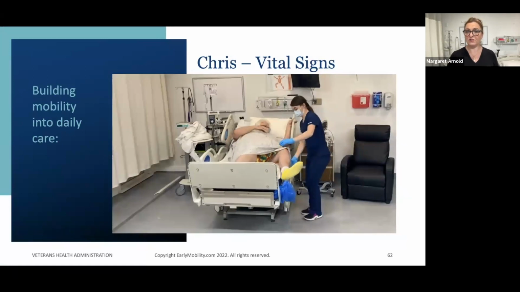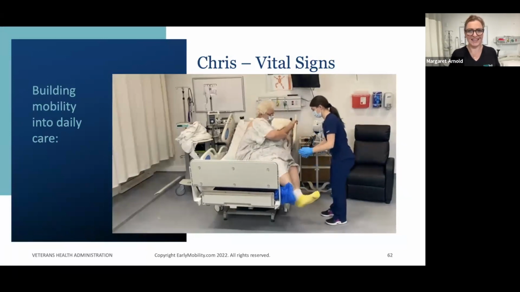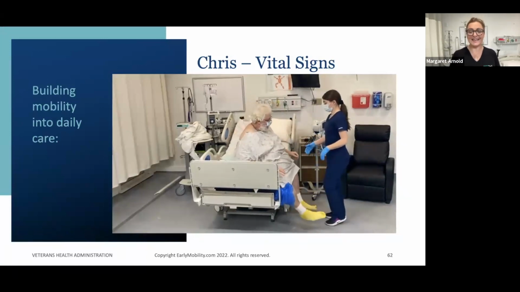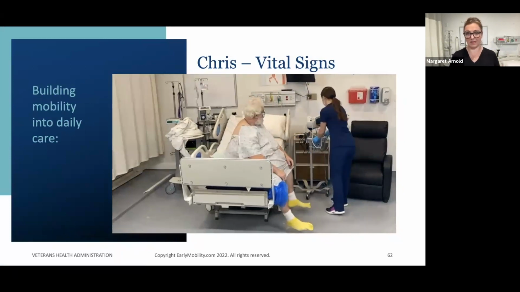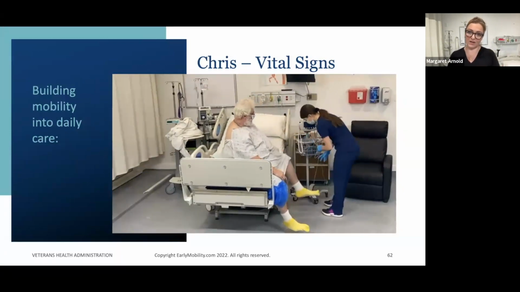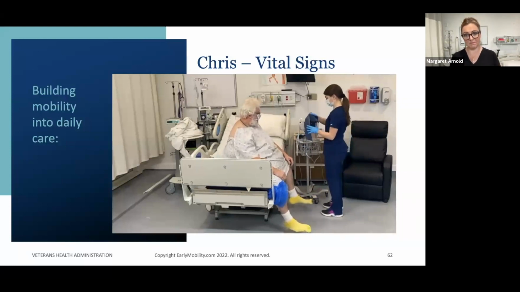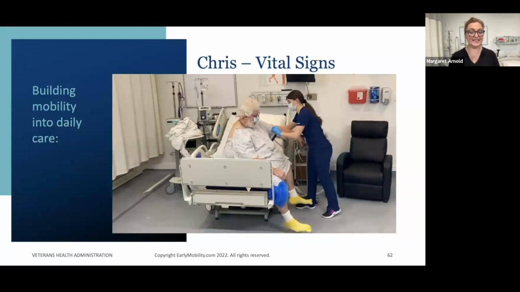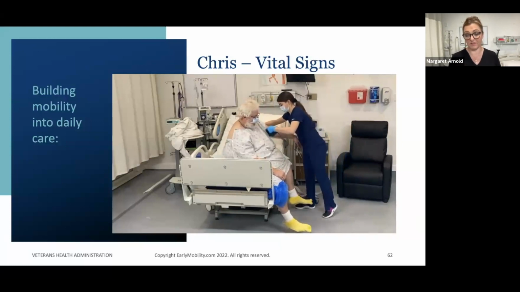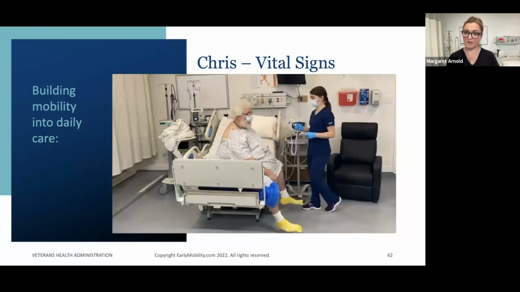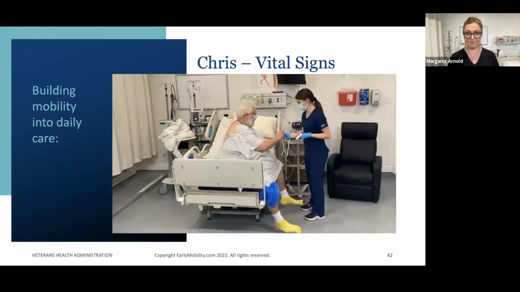So how might we do vital signs for Chris? He can sit up by himself. He doesn't need any equipment. To use equipment with Chris would be undoing his mobility and making him more dependent. So he does not need any equipment to sit up over the side and do his vital signs. And that's an opportunity to build mobility in throughout the day.